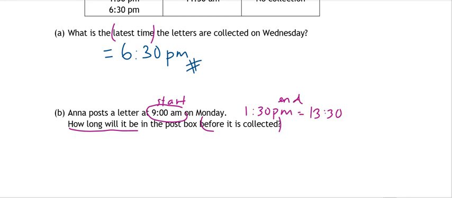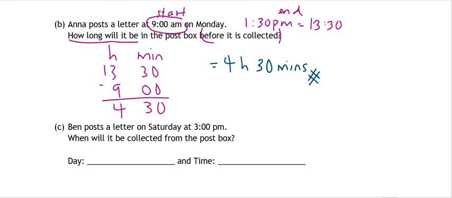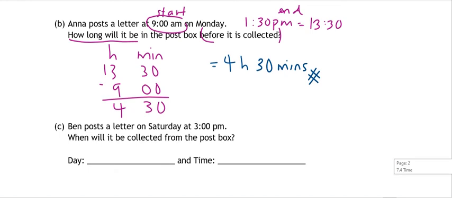So the difference you can find over here, using the hour-minute format: 13:30 minus 9:00. We start with minutes first: 30 minus 0 is 30, and 13 minus 9 will be 4. So you can say that the letter is in the post box for 4 hours 30 minutes, or 4.5 hours, doesn't matter. Same thing.